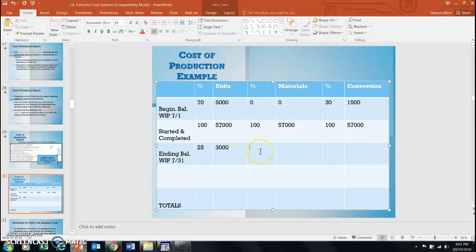So now again, let's break that down into percent for materials and percent for conversion. This is different. You have to think differently for your ending balance than you do for your beginning. This ending balance is not something that came over from June. This was started in July. That means if we started in July, like I told you before, we added all of the materials immediately. So that happened in July. So 100% of our materials came in July, right?